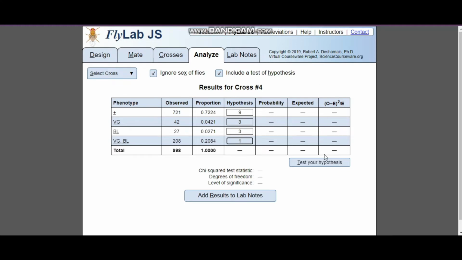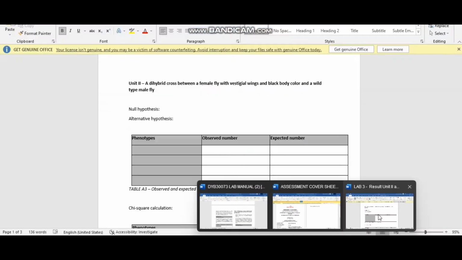So next we're going to test the hypothesis. So this is the result. From this result, we can calculate our chi-square statistics, and we can also find our degree of freedom. And then we're going to make a hypothesis based on the result.